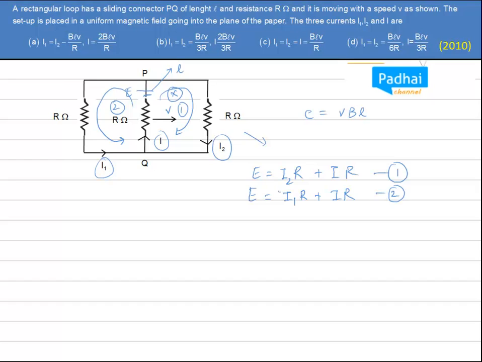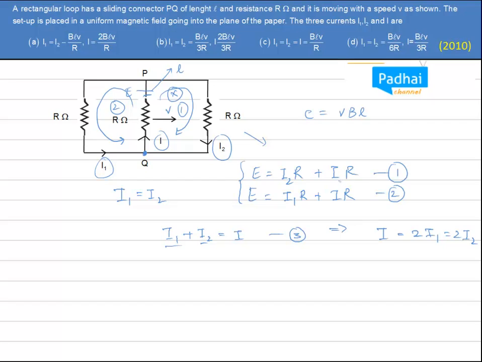Now from these two equations, if I subtract them, what will I get? I will get I1 equal to I2. And since this is the junction rule, at this point the currents going in will be equal to the currents going out. That means I1 plus I2 will be equal to I. This is the third equation. So this will give me I equal to twice I1, or twice I2, because I1 is equal to I2.